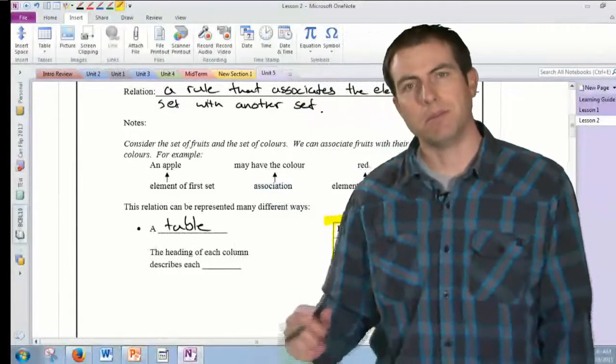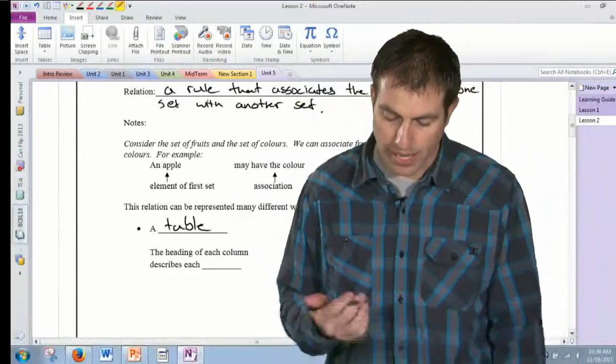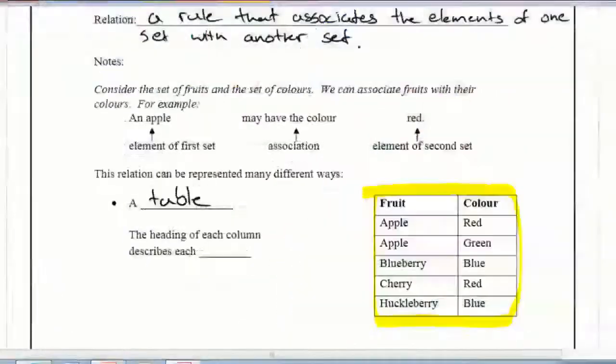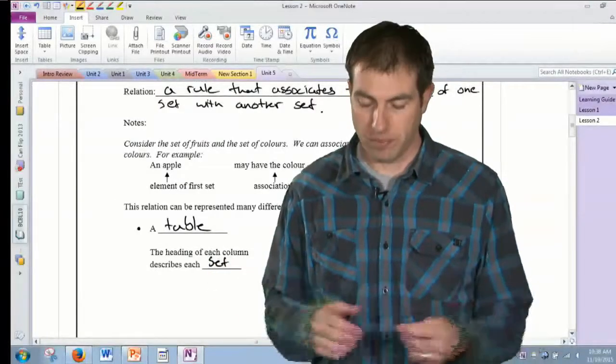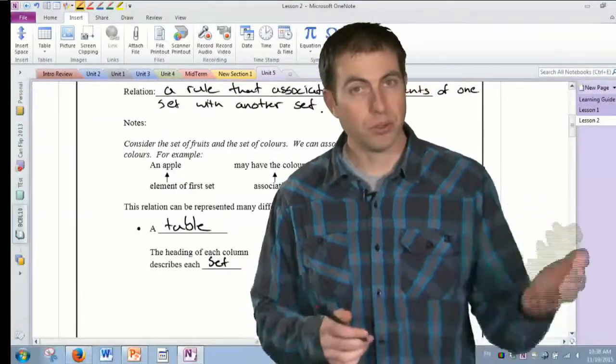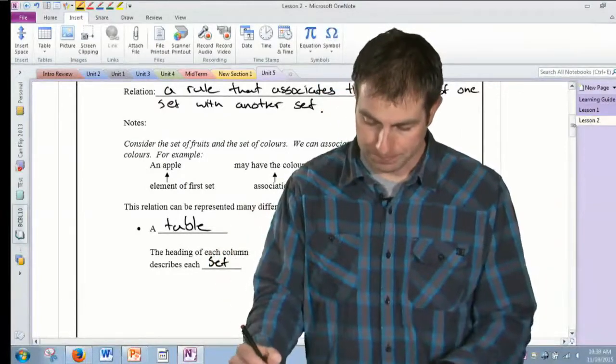So just kind of going back to our definitions, the heading of each column describes each set. So we have 2 sets in this case. We have fruit and we have colors. And those are our 2 sets. And then "may have the color" is kind of the thing that relates these 2. So that's the first way we can represent a relation. We can use a nice table like this, and that's it. Just associating the fruit with the color.